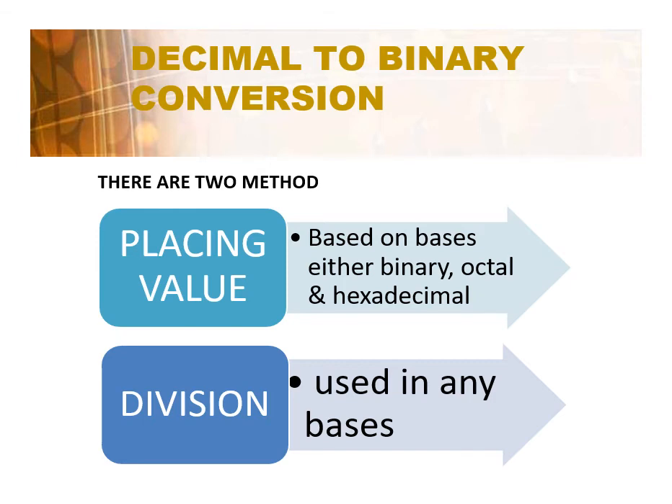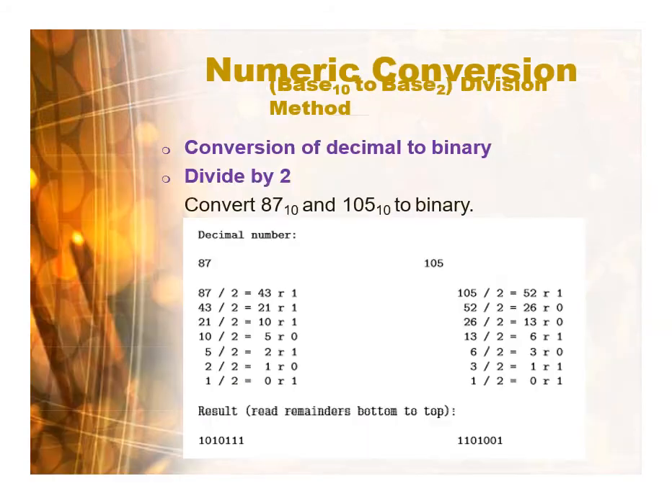You nak base 5, base 7, base 12, base 3 ke, ataupun base 4 ke, pun boleh. So the division method is more general, you can use it to convert any decimal number to the other bases. Okay, alright.